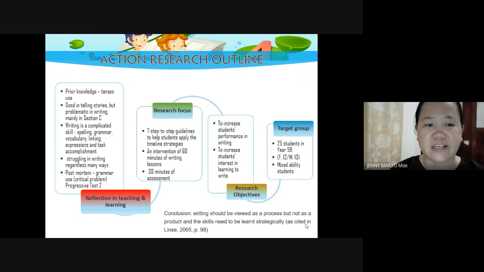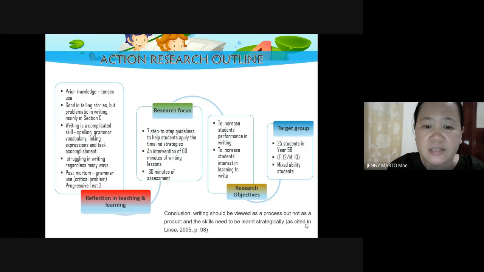No wonder writing is a complicated skill, because it's not only an individual skill, but it also comprises other skills such as spelling, grammar, vocabulary, linking expressions, and task accomplishment. I also found out that my students are struggling in writing, regardless of the many ways I have tried. Based on the progressive test 2 postmortem, we have found out that the critical problem among our students is their grammar use.